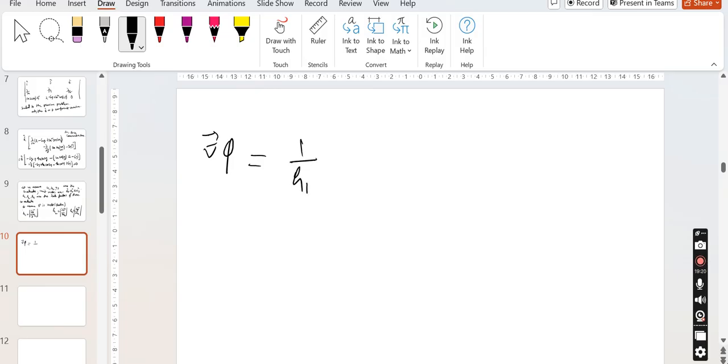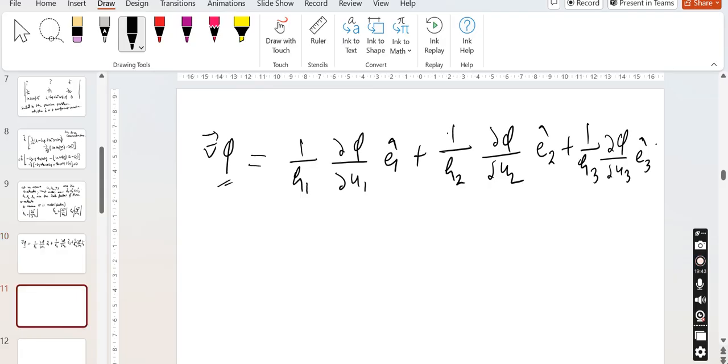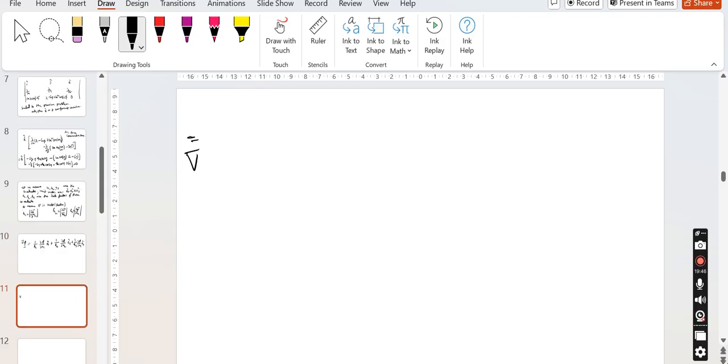So it is basically h1 del phi, which is the potential here, del u1 e1, plus 1 by h2 del phi del u2 e2, plus 1 by h3 del phi del u3 e3. Okay, and let me write the gradient formula.